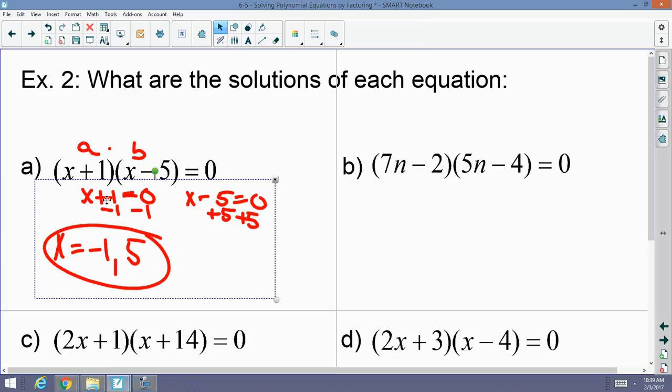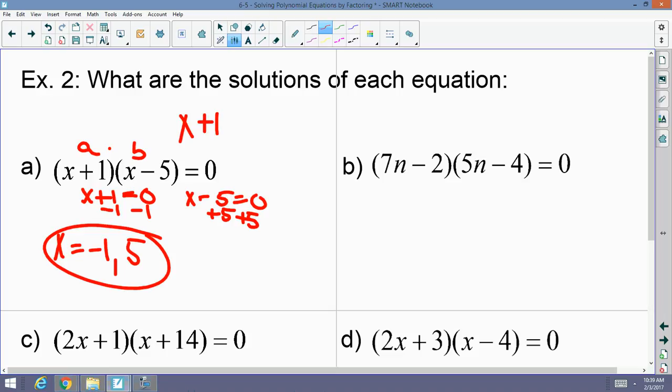This guy right here. If I have x plus 1 set equal to 0, how do I solve for x, my brother? How do I get rid of a +1? You subtract 1 from both sides. That's exactly right. So x equals -1. Thank you, my brother. Next, what are my solutions here?